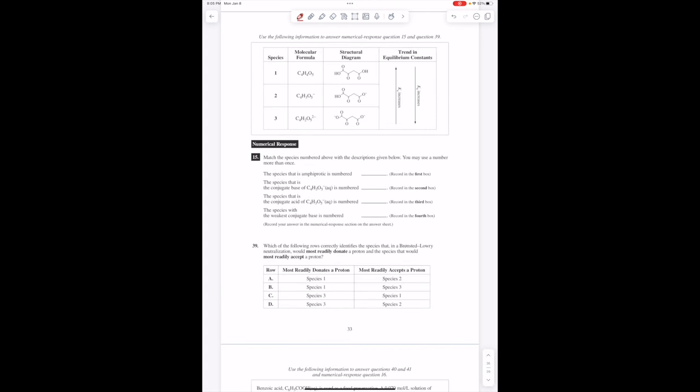Okay, good. Oh, we're moving. Okay, oh, this looks annoying. Okay, what do they want? Match the species numbered above with the descriptions given below. You may use a number more than once.